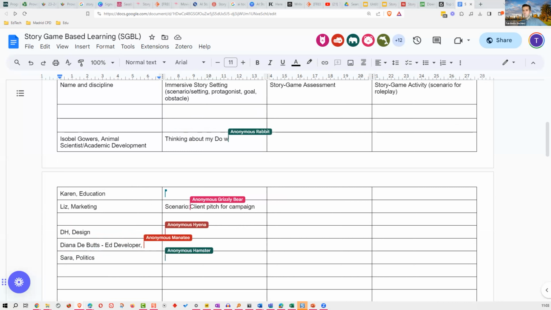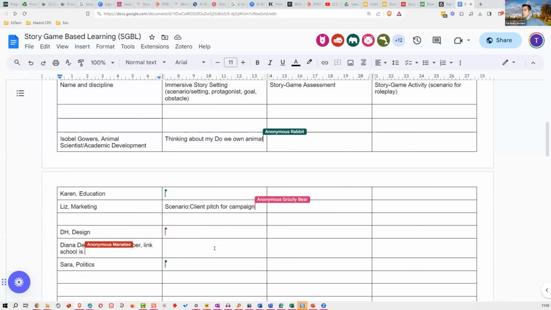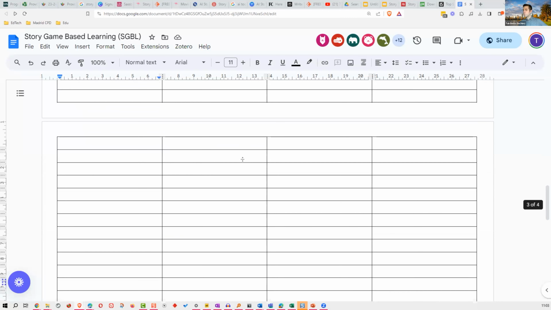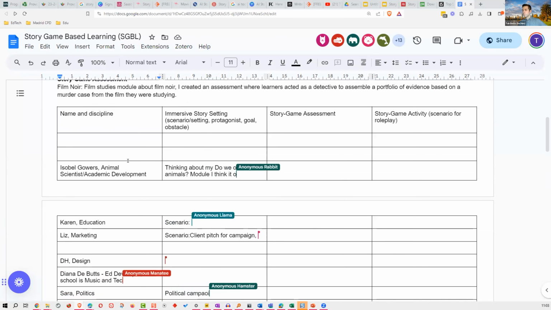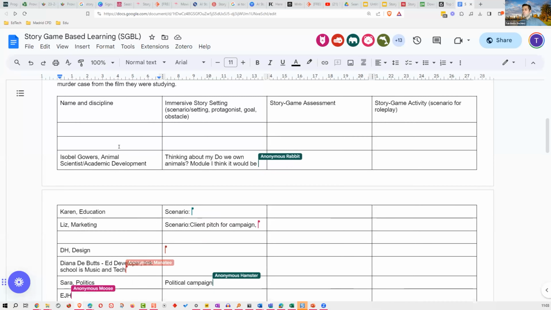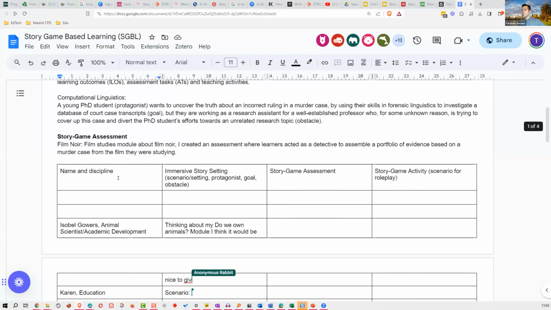So hopefully everyone's able to access that document. I can see quite a few people already typing away. And if you don't want to put your real name in the first column, you can put a nickname in. That's absolutely fine as well.